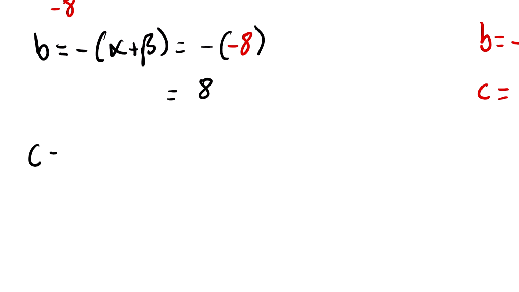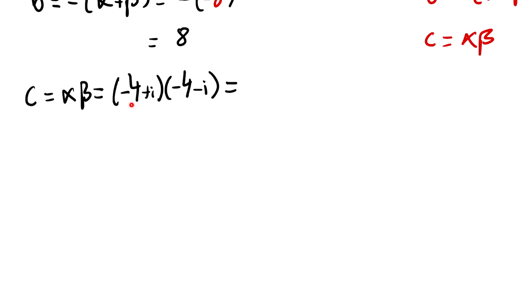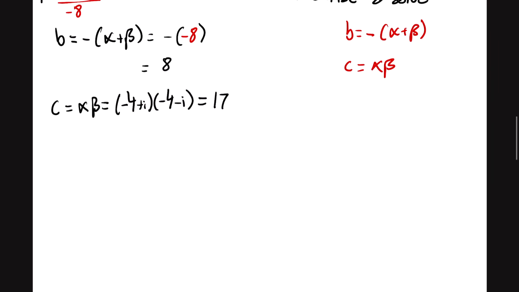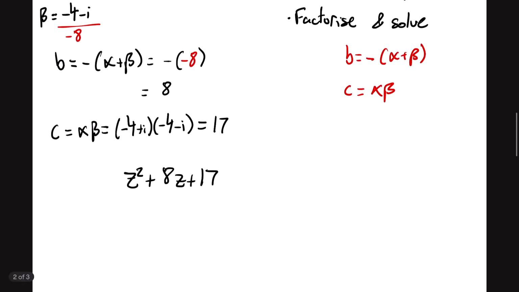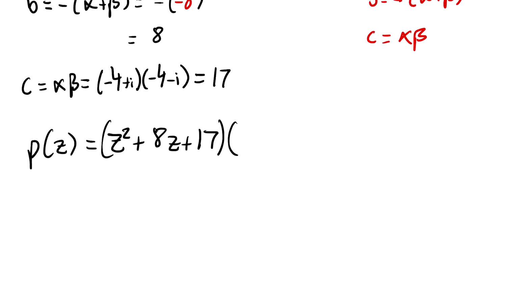Then for our c term we're doing alpha beta, which is going to be minus 4 plus i, times minus 4 minus i. Difference of 2 squares like we covered before. Minus 4 squared plus 1 squared, and that's going to be 17. So that means we have our quadratic, which is z squared plus 8z plus 17. Now this is a factor of our original equation, right? So now we need to figure out what we need to multiply this by to get to our original equation.